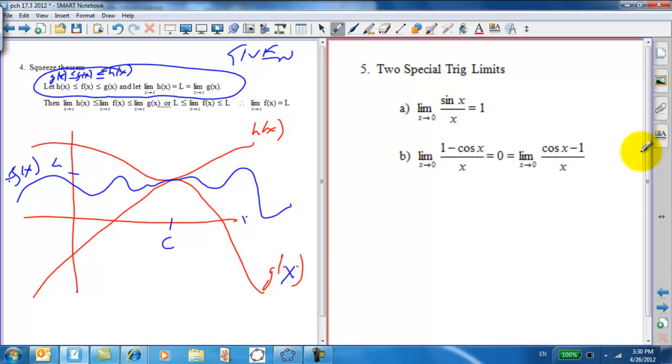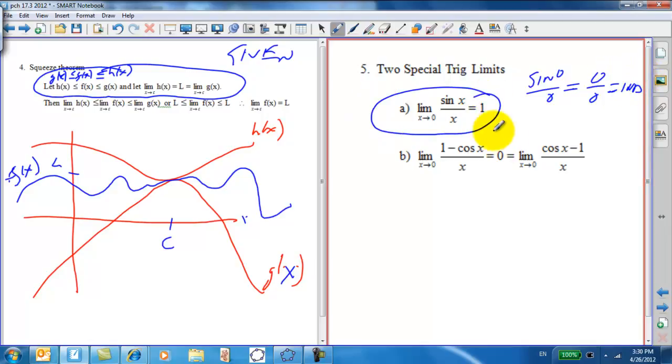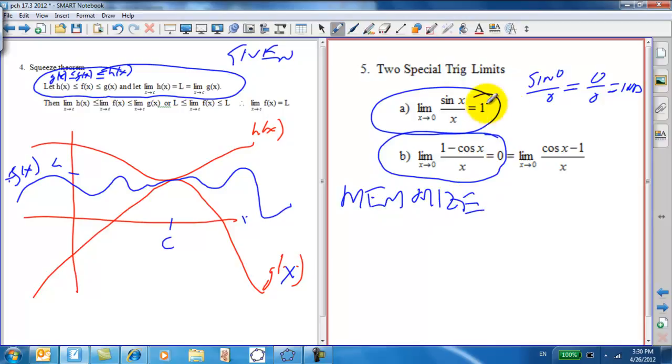Now there's a couple of special trig limits that the squeeze theorem helps us prove. You know, if you try to do the limit as x goes to 0 of sine x over x, and you just try to plug and chug on that one, you get sine of 0 over 0, which is 0 over 0, which is indeterminate. It's not 0, it's not 1, it could be anything. But we're going to prove this. So you're going to memorize these two. Don't plug and chug on these because you keep getting 0 over 0. Memorize those two, and we're going to apply them in many situations.